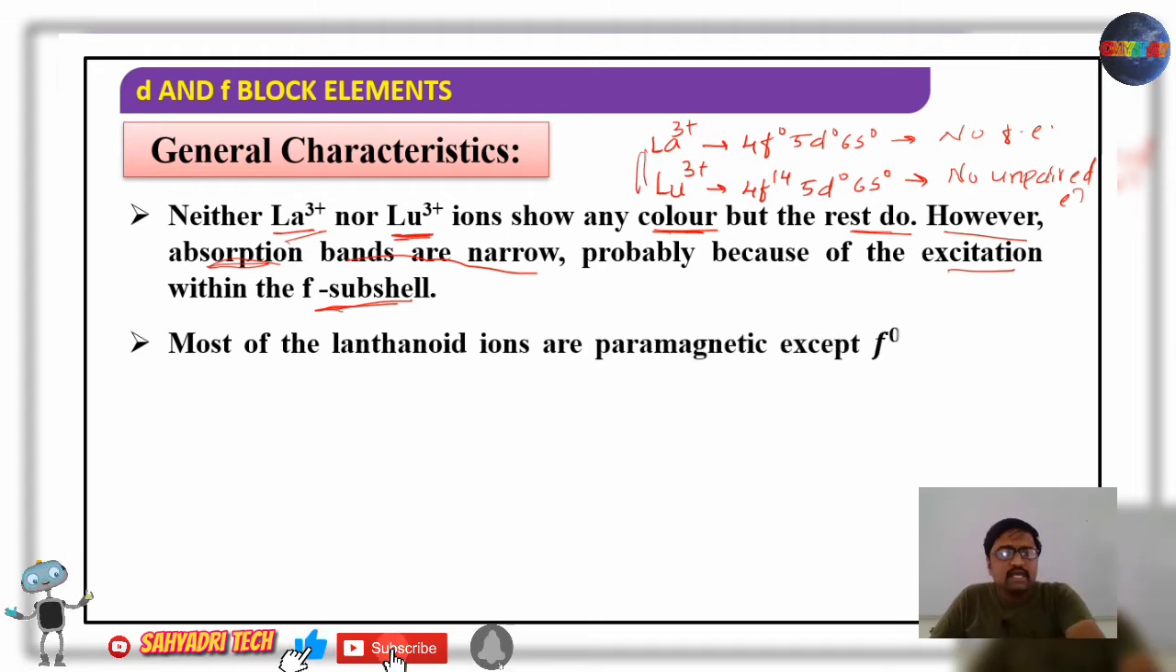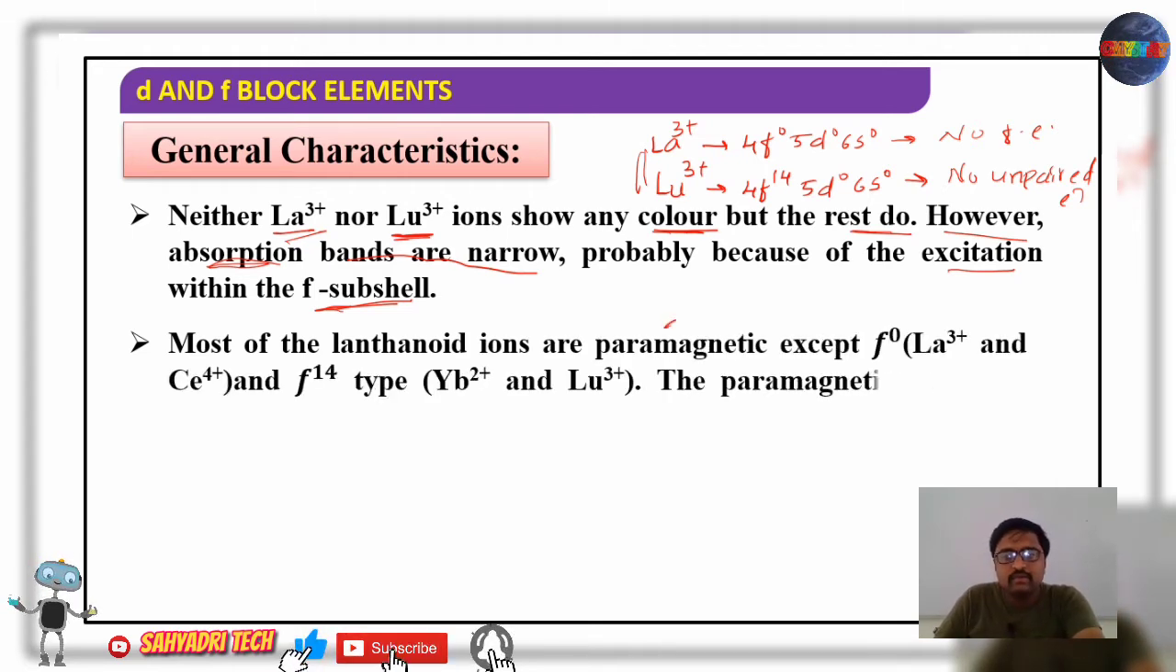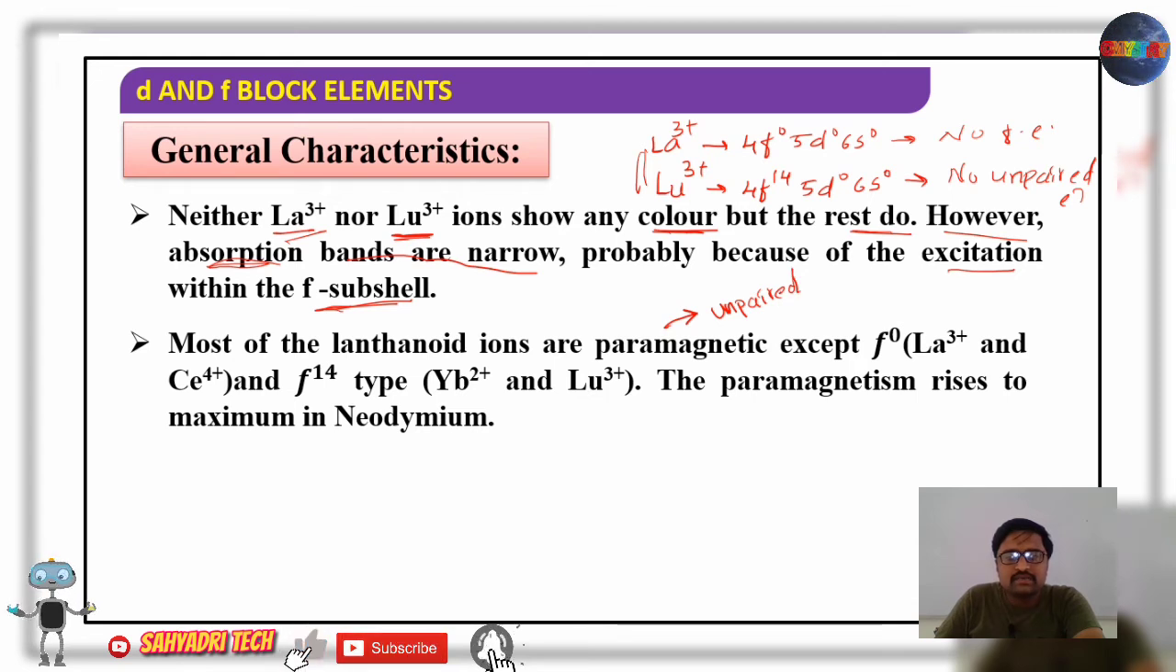Then, the next characteristic: most of the lanthanide ions are paramagnetic. We know paramagnetism is because of the presence of unpaired electrons. Most of the lanthanide ions have one or more unpaired electrons, therefore they exhibit paramagnetism. What is the exception? Except for the f0 configuration. f0 means there is no electron at all, so there is no unpaired electron, and then there is no paramagnetism. An example of f0 is lanthanum 3+.